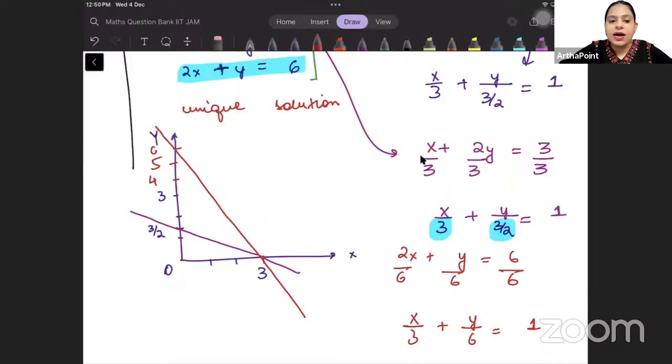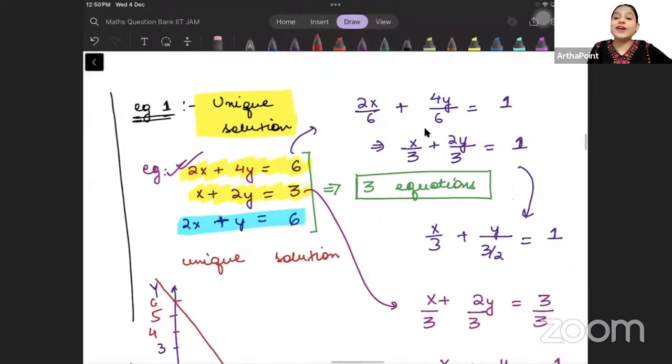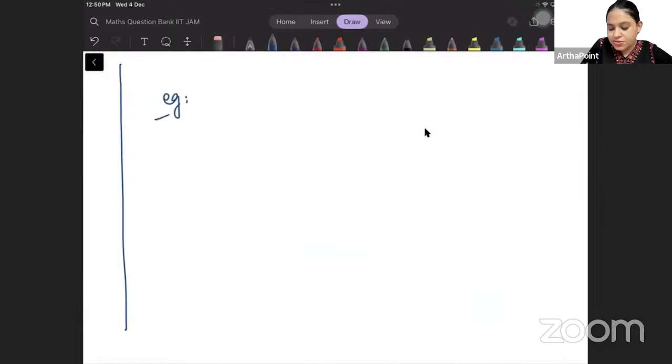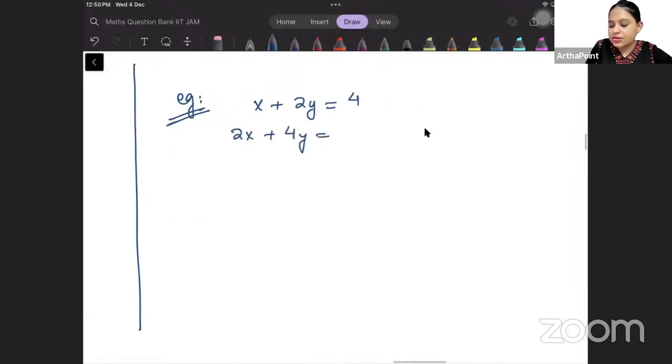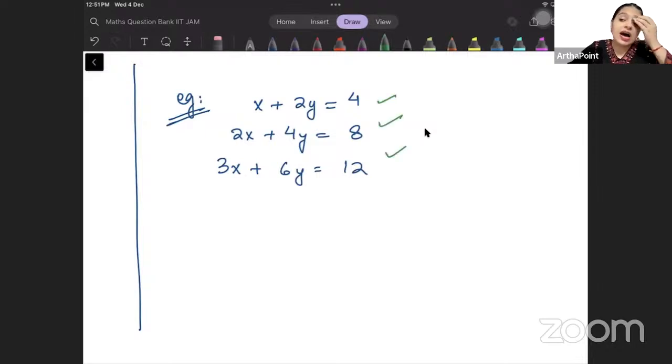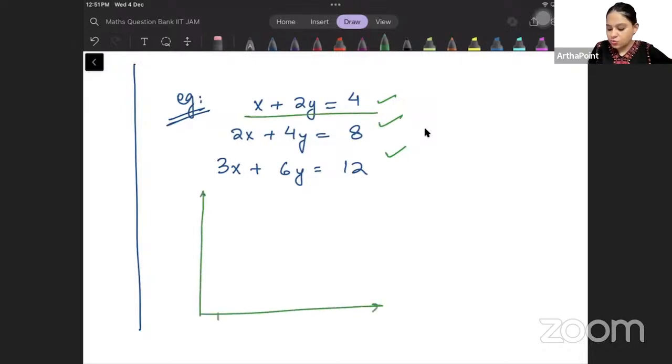Now what can we do? We can take an infinite solution case, and this will be very easy for you to understand. If I have x plus 2y is equal to 4, 2x plus 4y is equal to 8, 3x plus 6y is equal to 12, you will notice that all these 3 equations are actually the same. When you plot them, you will get just one line. When I plot this, I will get this line. When you plot the other one, same line. When you plot the third one, same line.